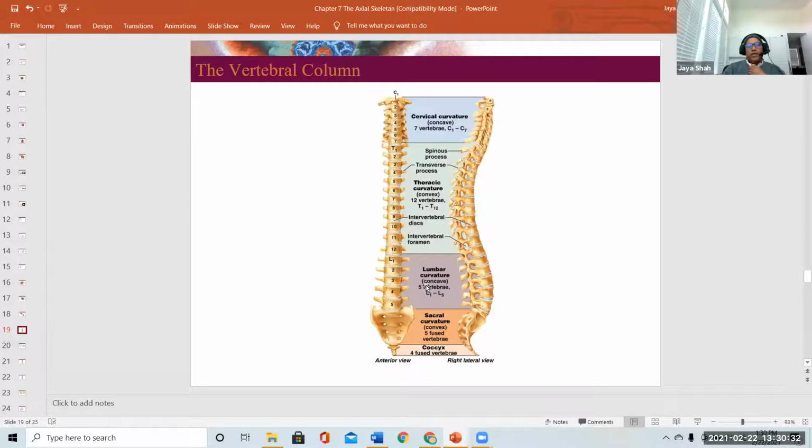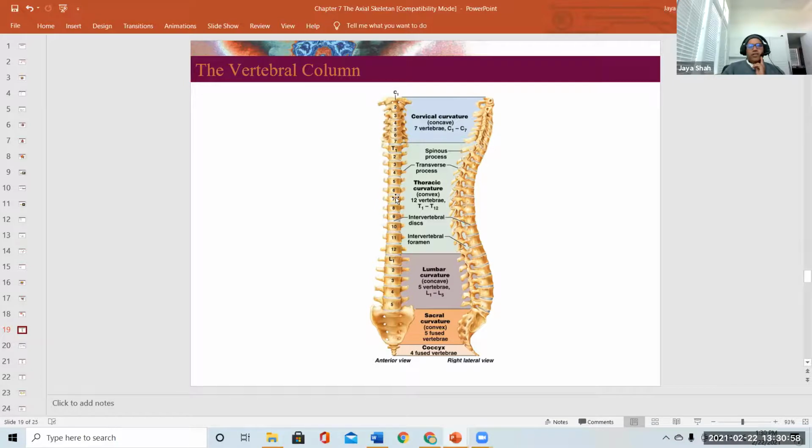In the lumbar region, we have lumbar vertebrae, and there are 5, L1 to L5. And sacral and coccyx are the last ones. Sacral are also 5, but they are fused. And the coccyx is 4, also fused, the small one. Sometimes it's called the tailbone.